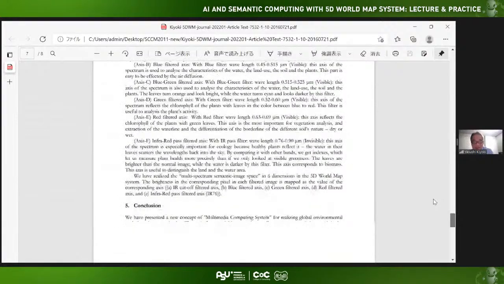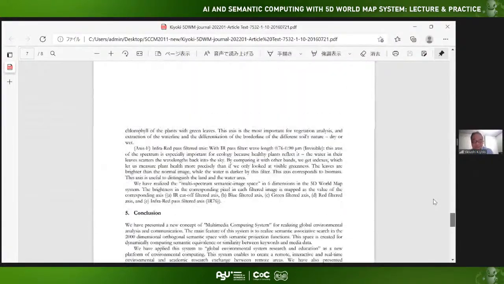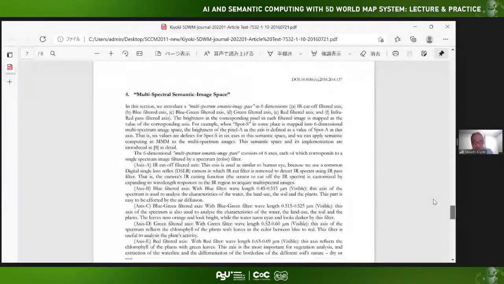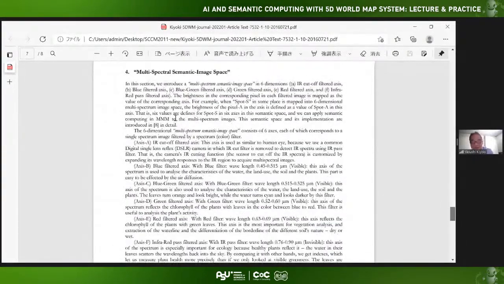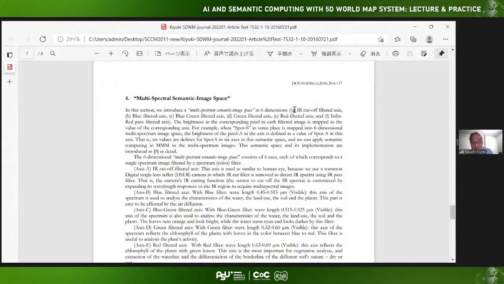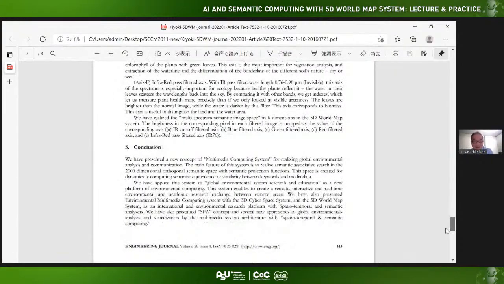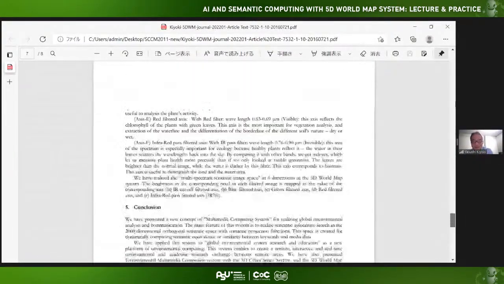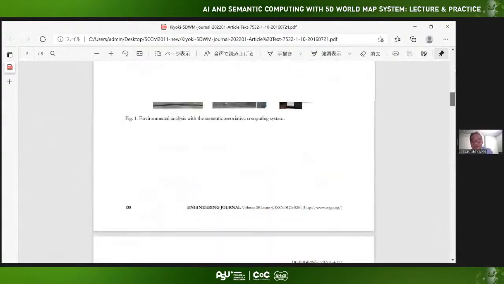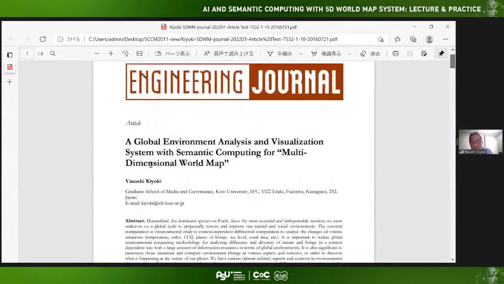And this is a summary of the environmental analysis with a multispectral camera. Multispectral camera is important. And this is a case of the spectral. A six-dimensional spectral image space is created with a multispectral, and we can realize the semantic computing for multispectral. This is a 5D paper.